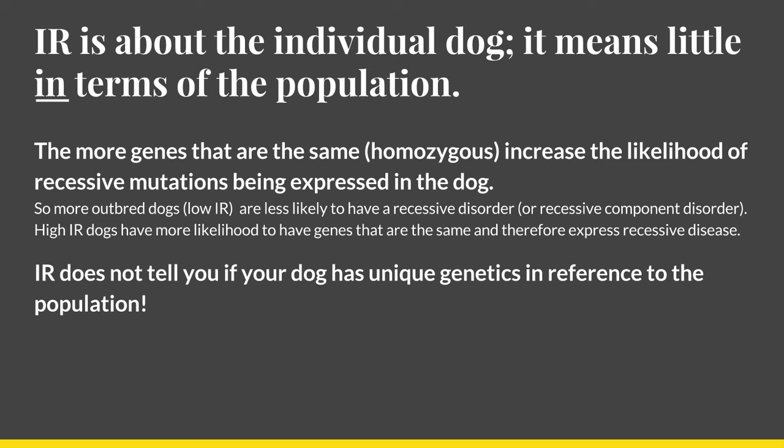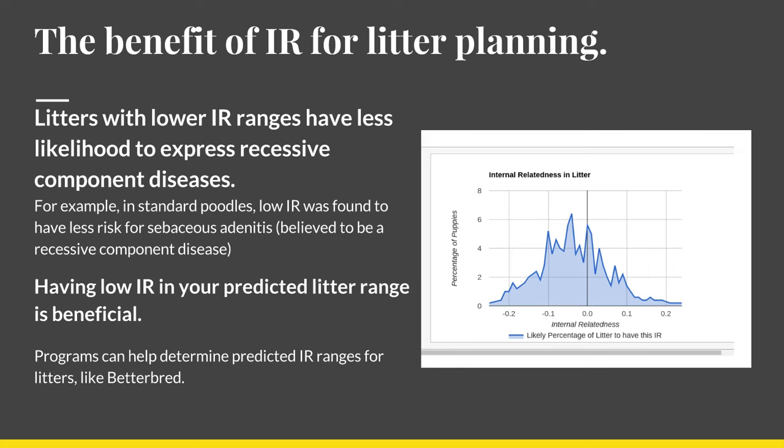IR does not tell you if your dog has unique genetics in reference to the population. The benefit of IR for litter planning: litters with low IR ranges have less likelihood to express recessive component diseases. For example, in Standard Poodles, low IR was found to have less risk for sebaceous adenitis. Additionally, in Italian Greyhounds, a low IR was found to reduce and mitigate risk for autoimmune disease. Having low IR in your predicted litter range is very beneficial then.